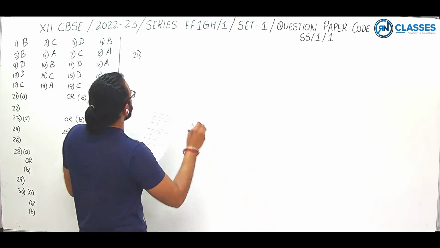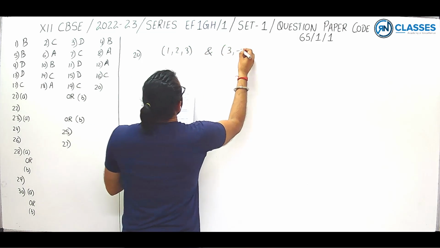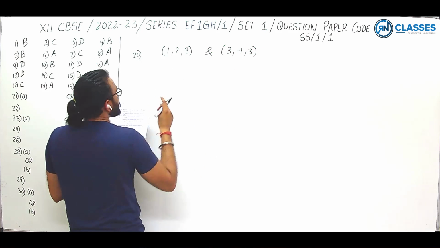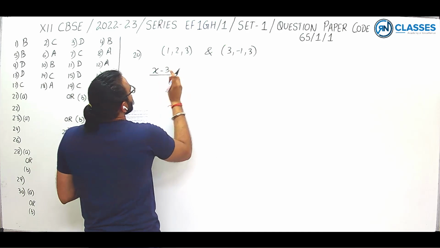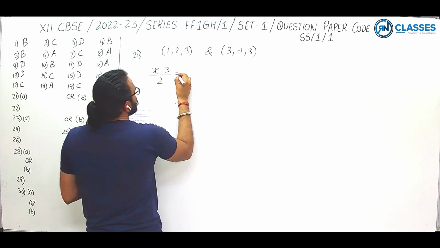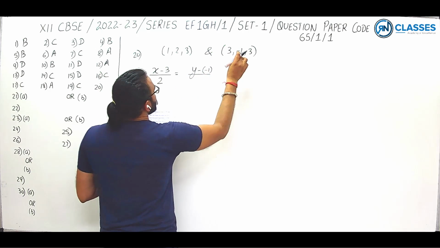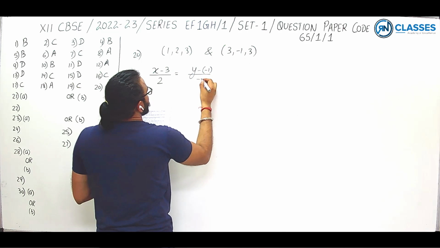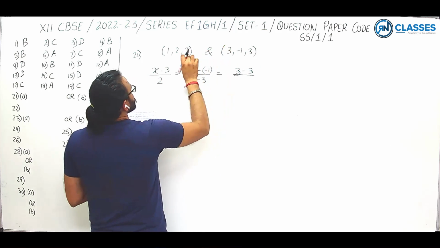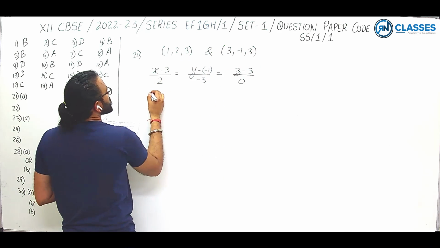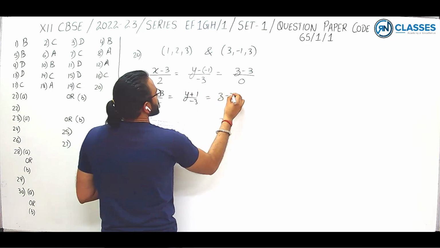Let us try to write the equation of the line passing through the 2 points (1, 2, 3) and (3, -1, 3). So using these points, we can write the equation as (x minus 3) upon (x2 minus x1), that is 2, equals (y minus y1), which is -1, upon this minus this, that is -3, equals (z minus 3) upon this minus this, that turns out to be 0. After simplification we will get (x minus 3) by 2 equals (y plus 1) by -3 equals (z minus 3) by 0.